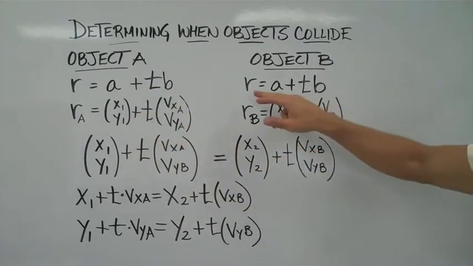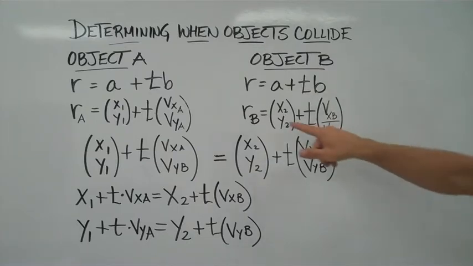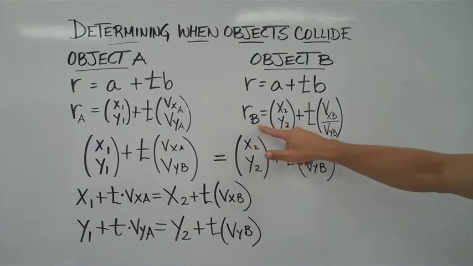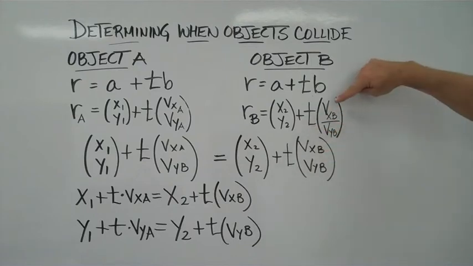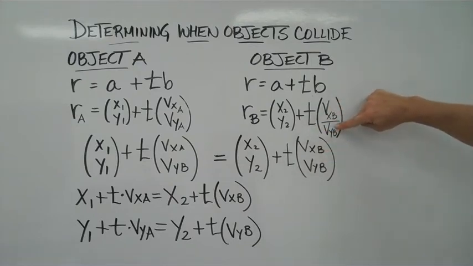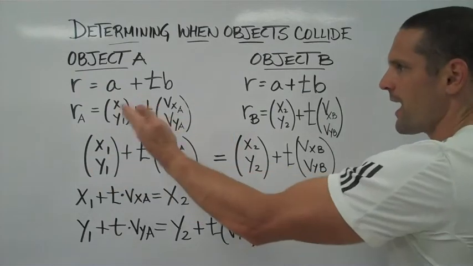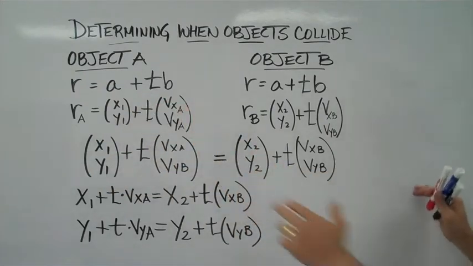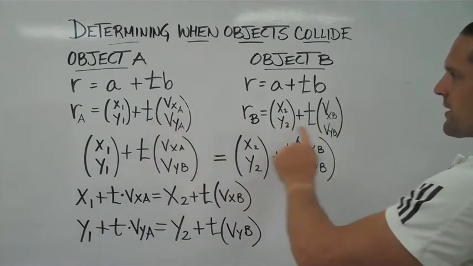For object B, it's r equals A plus lambda B. Instead of lambda, we've got t. That's going to be the proportion of vector B that we want to go down the road. So r of B is x2, y2 plus t times the vector in the x direction and the vector in the y direction. This little division sign should not be there. If you can follow me that far, this is really r equals A plus lambda B with position and velocity, and our lambda is going to be time.